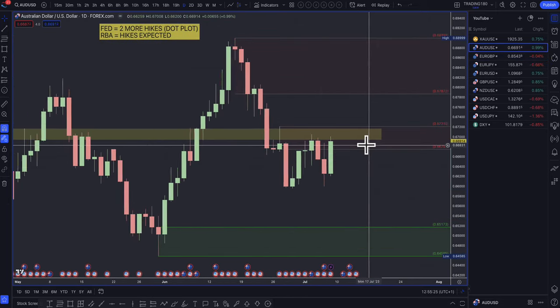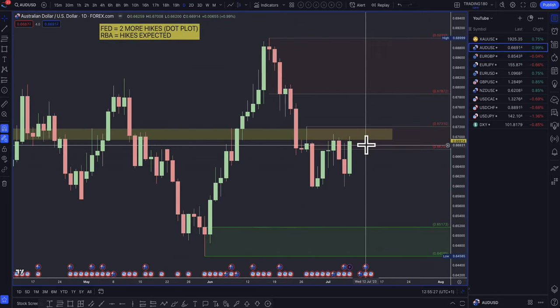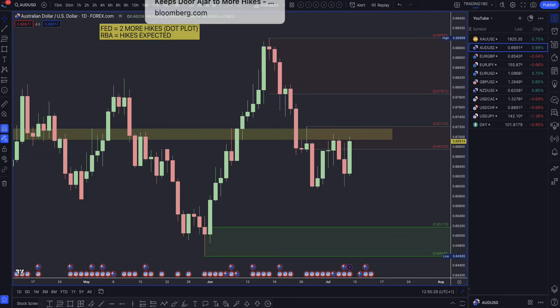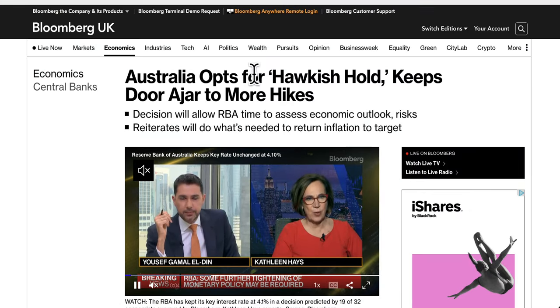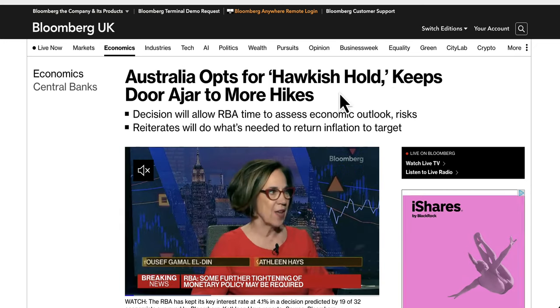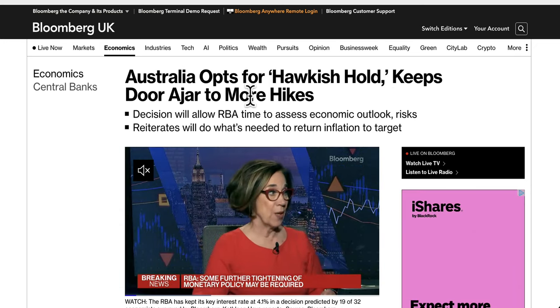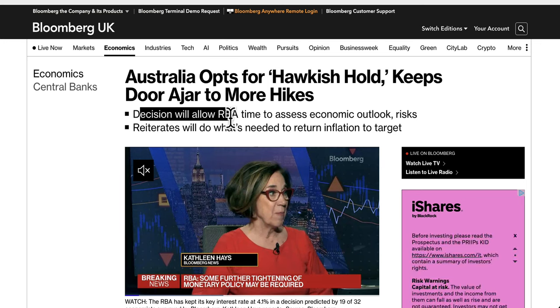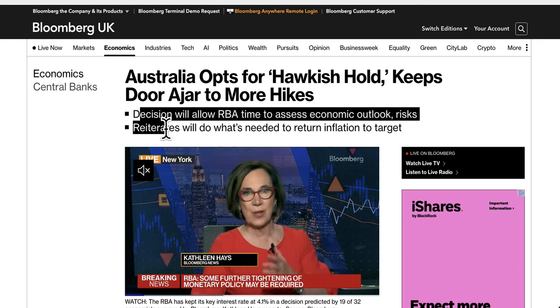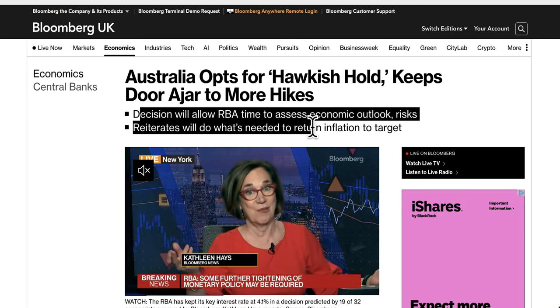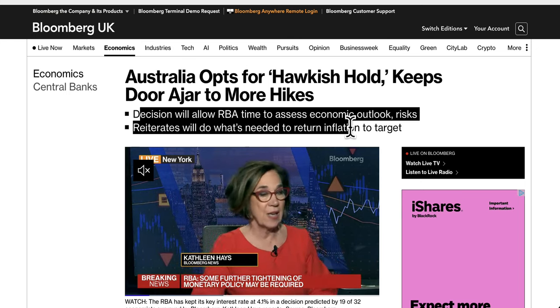And then if you're trading that pair, you've got the Australian dollar against the US dollar. The Australian dollar this week, they opted for a hawkish hold, so that keeps the door ajar for more hikes. The decision will allow the RBA time to assess economic outlook risks, and reiterates they'll do what's needed to return inflation to target.